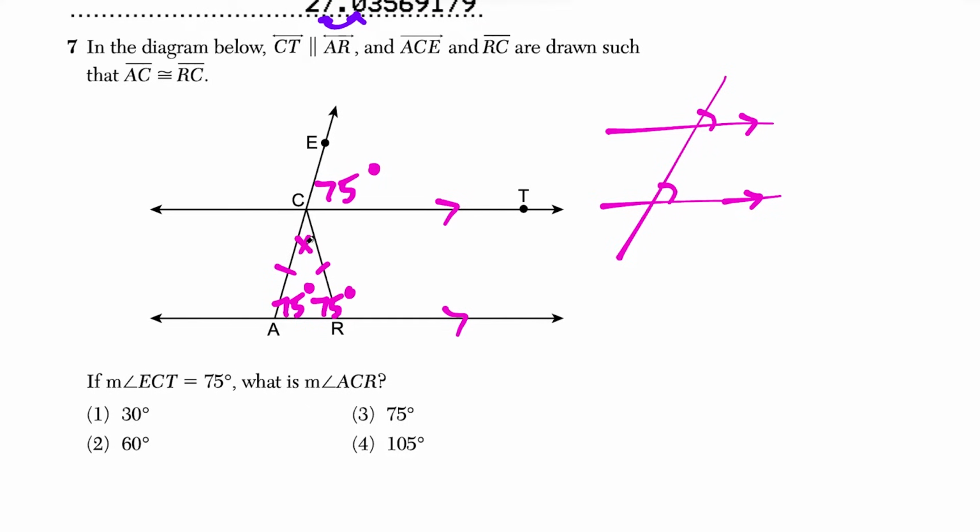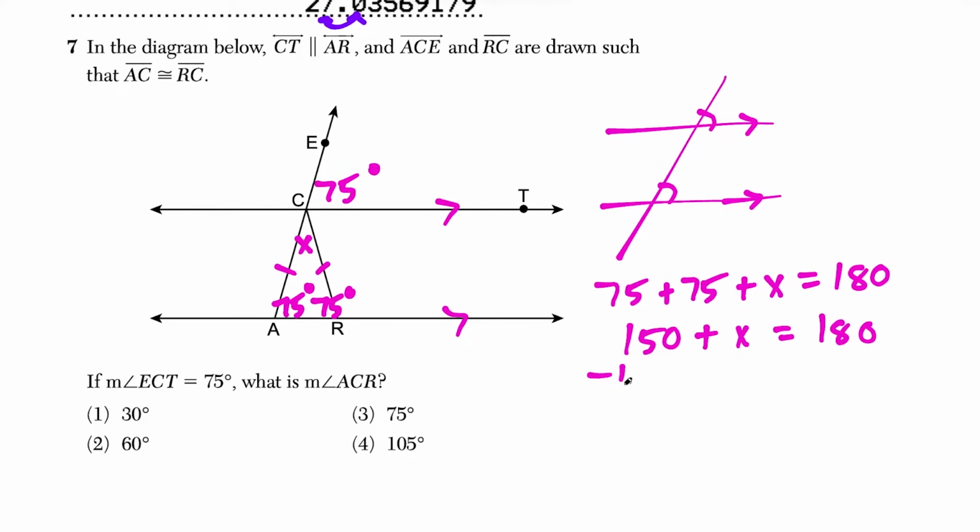So now we have a triangle and we know 2 of the angles and we want to find the third. So we could add these 3 things together and set the sum equal to 180. Okay, so we have 75 plus 75 plus x equals 180, and we just work this out. 75 plus 75 is 150, and we have plus x equals 180, and now we just subtract 150 on both sides. 150 minus 150 cancels, x equals 30. So the missing angle, the measure of angle ACR, is equal to 30 degrees.